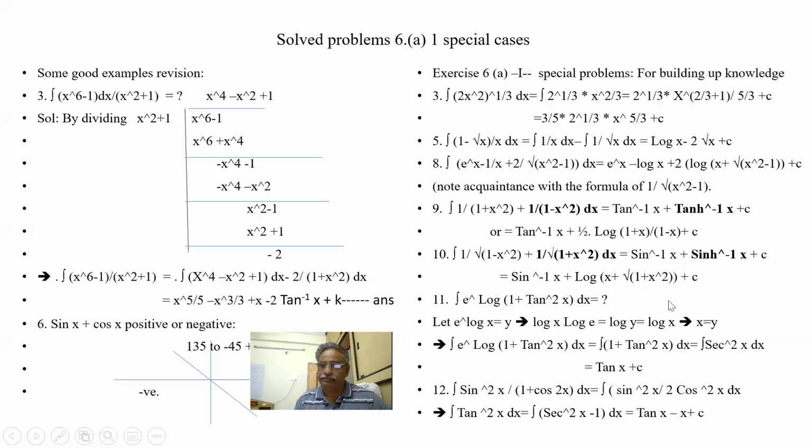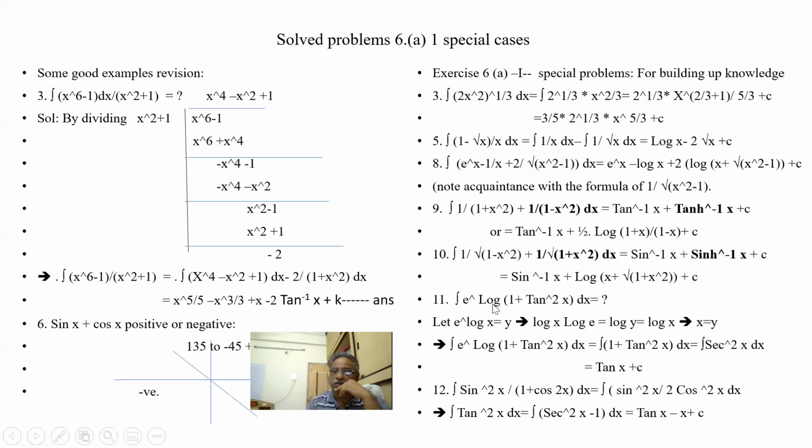Okay, now we go. Integration of e to the power of log of (1 plus tan square x). This is totally under e to the power of x. So let e to the power of log x be y. That means, both sides I am taking log. Log of e to the power of log x is log y. So log x comes into multiplication: log x into 1 is equal to log y. So log x is equal to log y. That means x is equal to y.